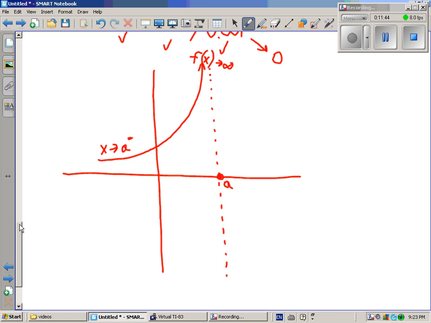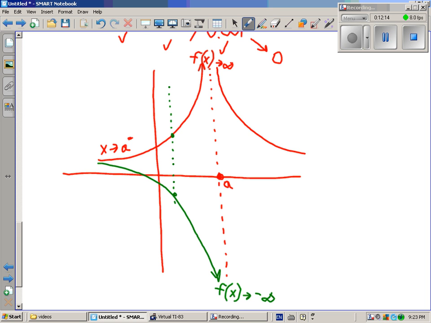From the left-hand side, you could also have your function decreasing without bound. It could, f of x could approach negative infinity. Of course, it can't do both at the same time because your function still has to pass the vertical line test. So it's either going to increase without bound or it's going to decrease without bound, but it's not going to do both. You can also have the same thing from the right-hand side.